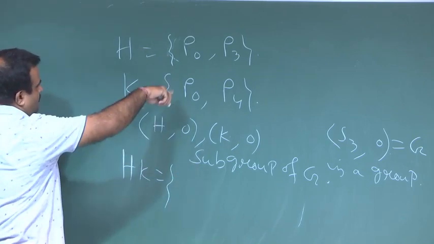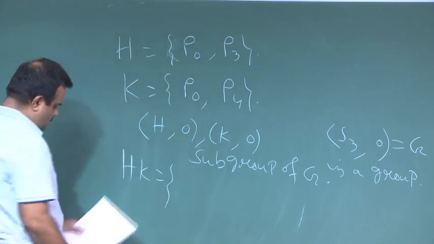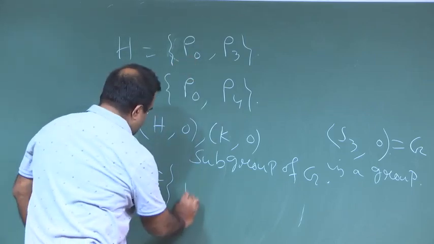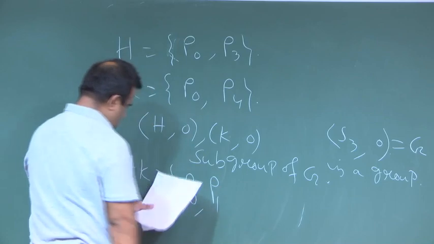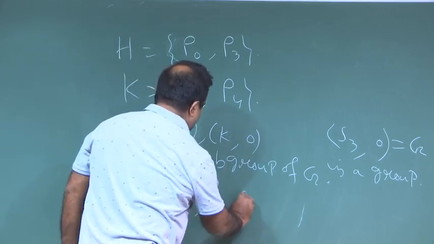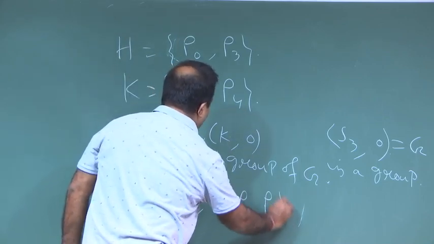Product is basically HK. So, all the possibilities of this. So, this will give us P0, P1, P3, P4. Okay.